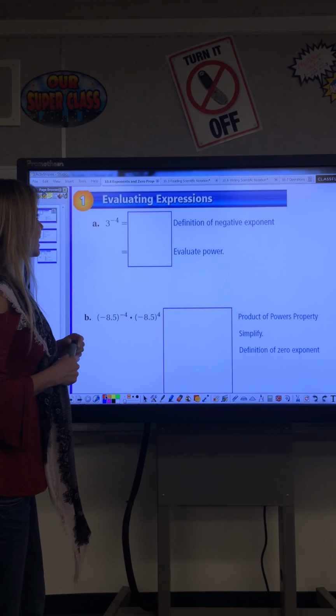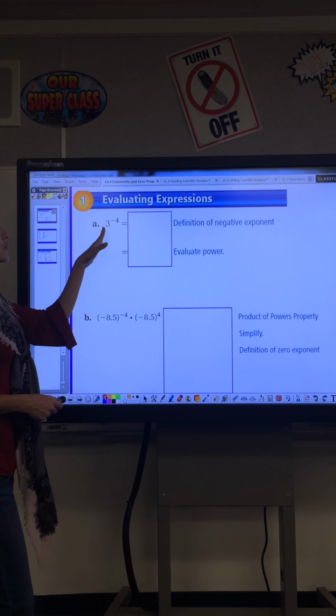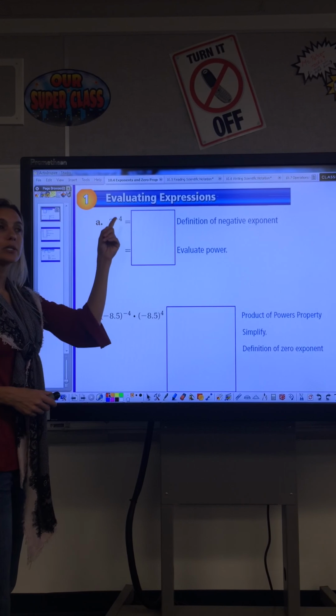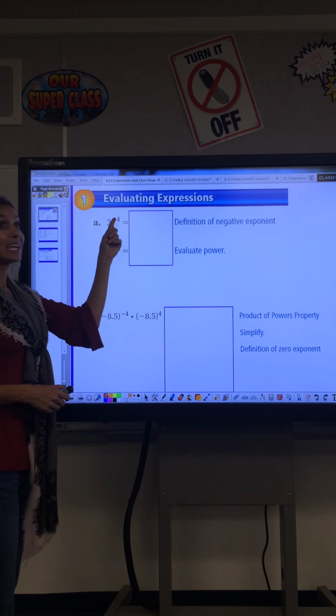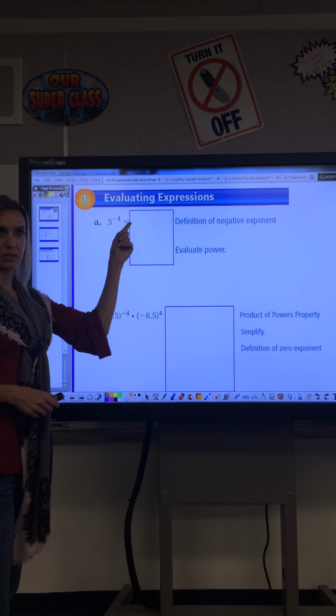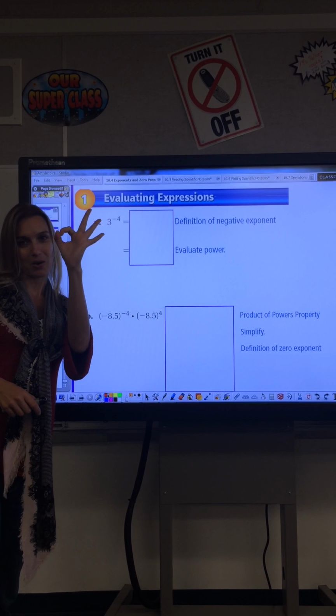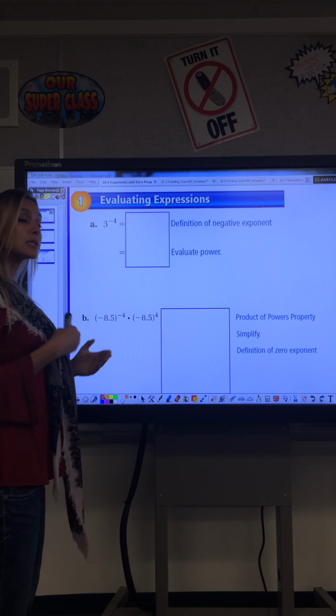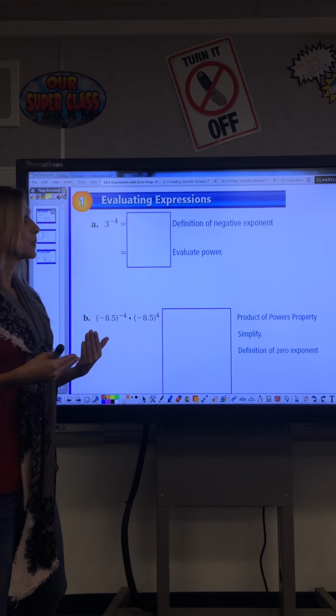We're going to be looking at, again, bases and exponents. However, today we're going to be dealing with negative exponents and exponents that are raised to the 0 power. Let's see what the rules are.